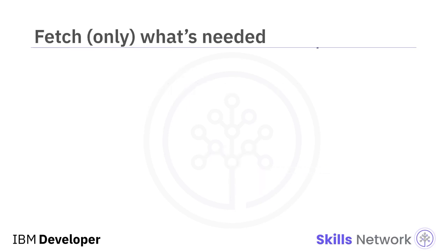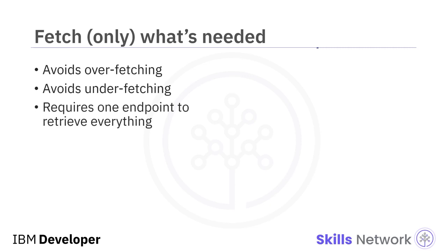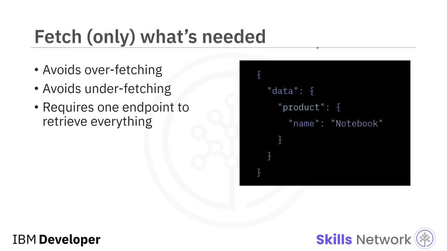GraphQL enables you to retrieve exactly what you need from the API. This means you don't receive the data that you didn't request. It also means you receive exactly what you require, even from different resources. Unlike the RESTful API, GraphQL requires just one endpoint to retrieve everything you require. And as can be seen in this product example, you only need the name, and that's what you receive.